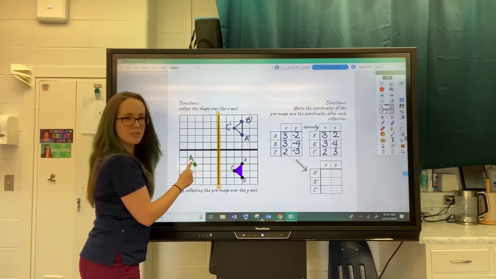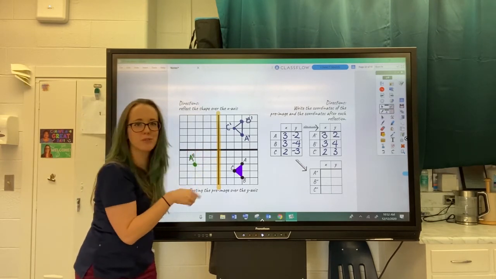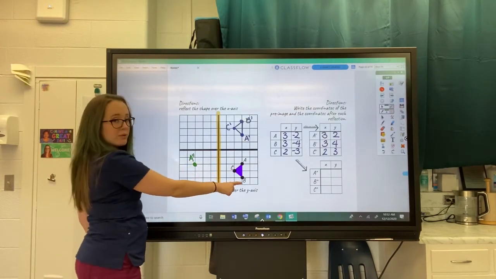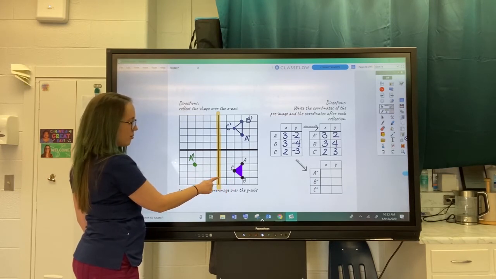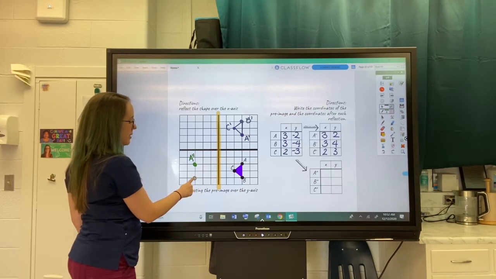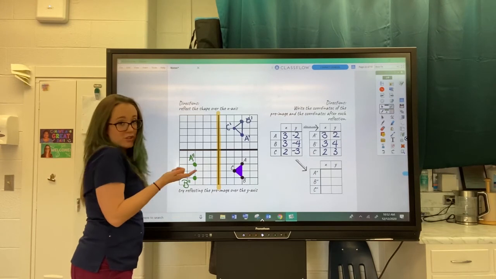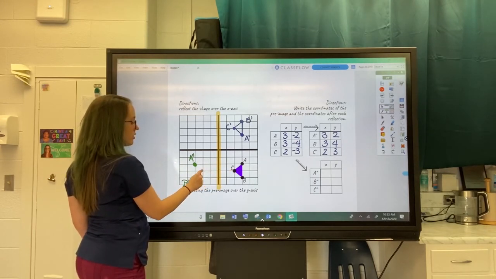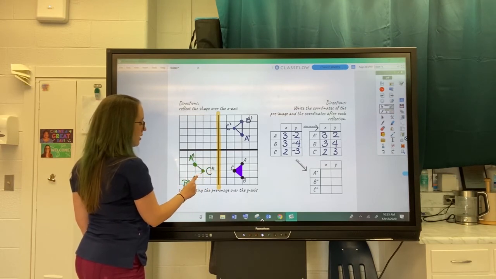So A prime will be 1, 2, 3 on the other side. Except this time I already have an A prime, so I'm going to call it A double prime. I'm just going to give it 2 apostrophes. I'm going to do the same thing with B. It's 1, 2, 3 spaces. So my image of B will be 1, 2, 3 spaces. And then let's do C. 1, 2, go 1, 2. That's where my C is going to end up.